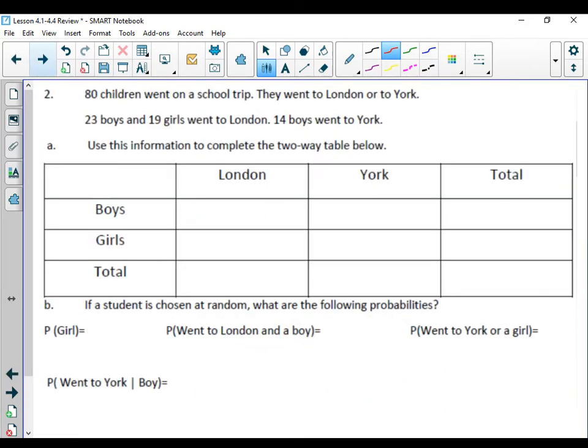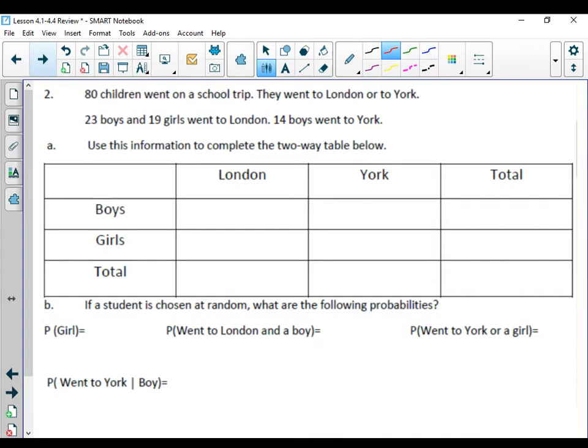All right, number 2 had a two-way table. And it seems like we're doing pretty well with the two-way tables. This one was a little bit trickier because I didn't fill any of the table out. You had to take the information and put it into the table. So let's see what all we had.